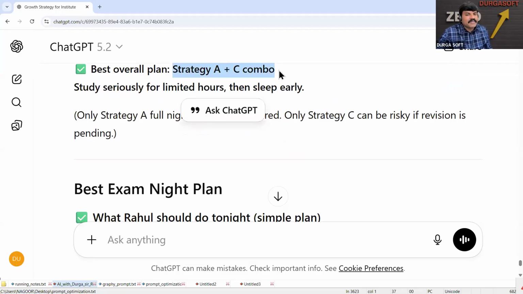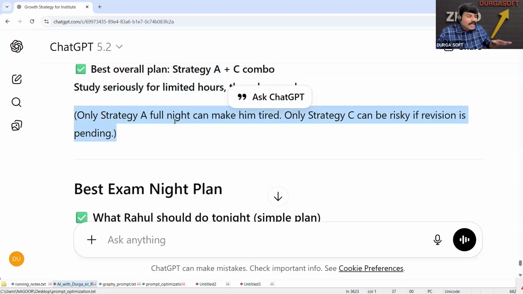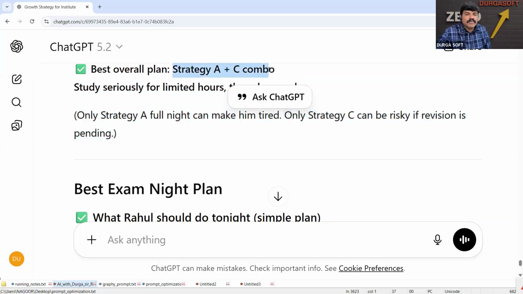So study seriously for limited hours, then sleep early. Only Strategy A, a full night, can make him tired. Only Strategy C can be risky if revision is pending. Have you observed, right? Only A is always a problem. Only C is a problem. Best overall policy is the A plus C combo.